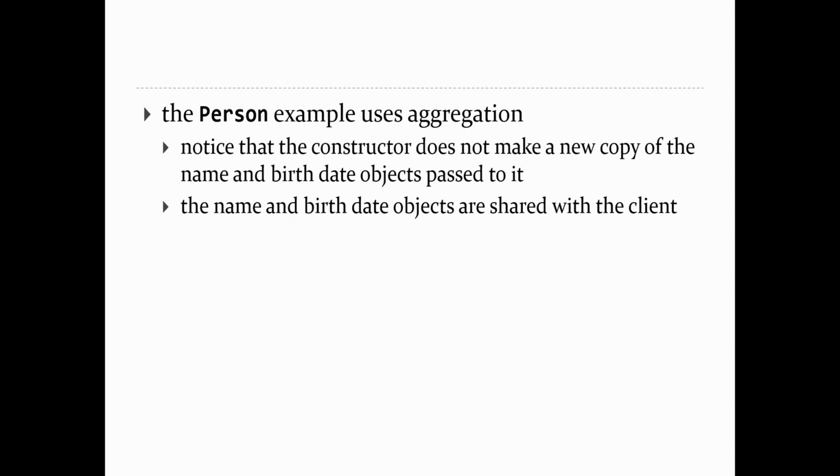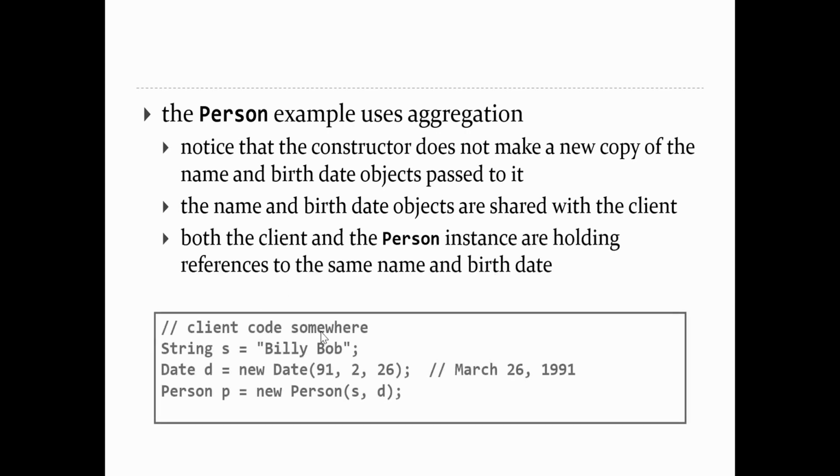So whoever called the constructor, whoever wrote new Person, and so on, that user has a reference to the name, and it has a reference to the birth date. The person object also has a reference to the same name and the same birth date. So both the client, or the caller of the constructor, and the person object are holding references to the exact same string and the exact same date object.